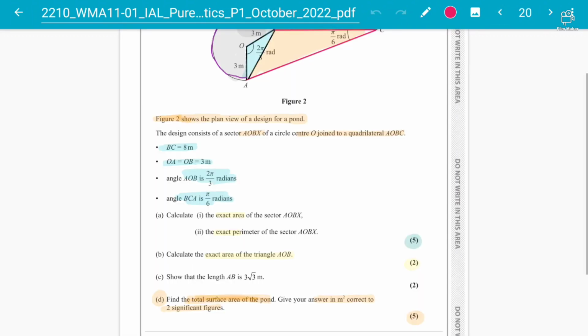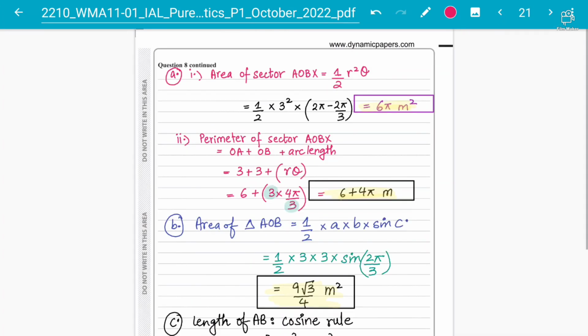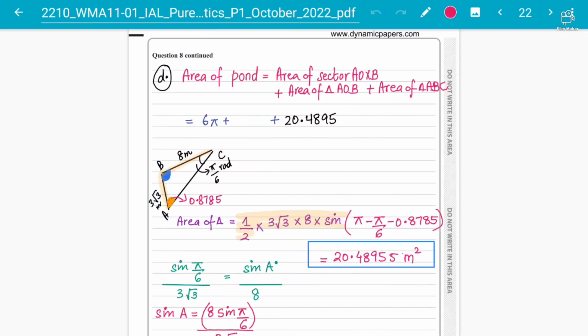So let's just go back and revise. Area of the sector AOBX is 6 pi. Okay, we got that. We are going to add the area of the triangle, which is 9 square root 3 upon 4. It's not this, this is basically the perimeter. So make sure you don't take this. These are small mistakes that will affect your grade, so make sure you don't do that, but this is human error, so no problem in that.